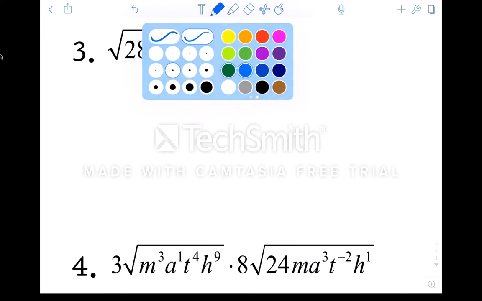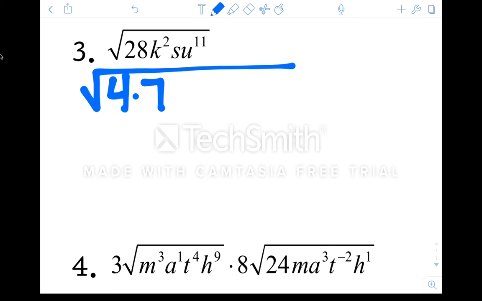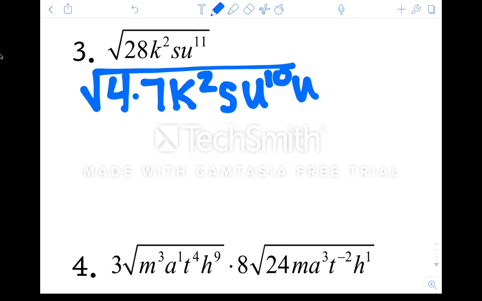All right, number 3, I have the square root of 28 k squared s u to the 11th. The largest perfect square that's a factor of 28 is 4, so I have 4 times 7. K squared, 2 is even, so I can rewrite that. S, and then u to the 11th. 11 is odd, so the largest perfect square that's a factor of u to the 11th is 1 less, so u to the 10th, and then I have a u left over.